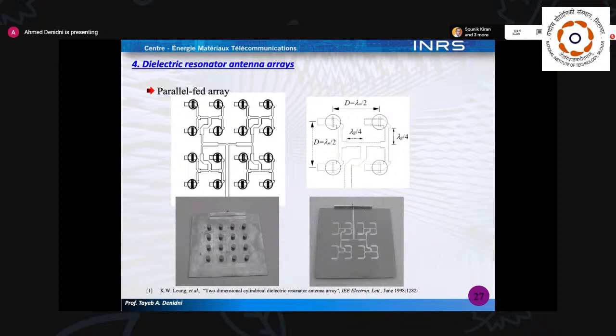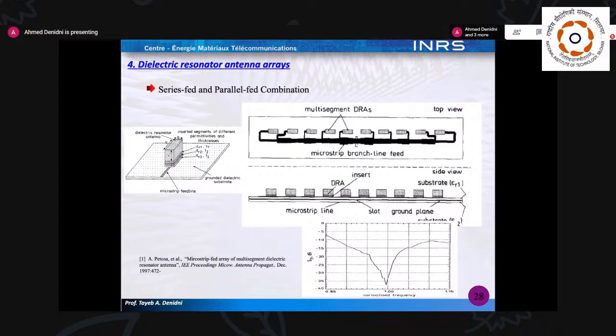Another technique to feed an array combines serial and parallel feeding. Here we have an example from Peters et al., where we have a serial part, but here we have a parallel to divide between two sections. This means we have two subarrays, and each subarray is fed in a serial way, but both branches are fed in parallel, and we can see that they use different materials.